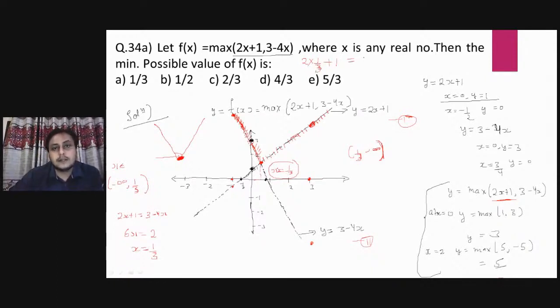5 by 3. That should be what? 5 by 3. If we put it in the second one, the same will come: 3 minus 4 into 1 by 3 means 9 minus 4 by 3, that is also 5 by 3.